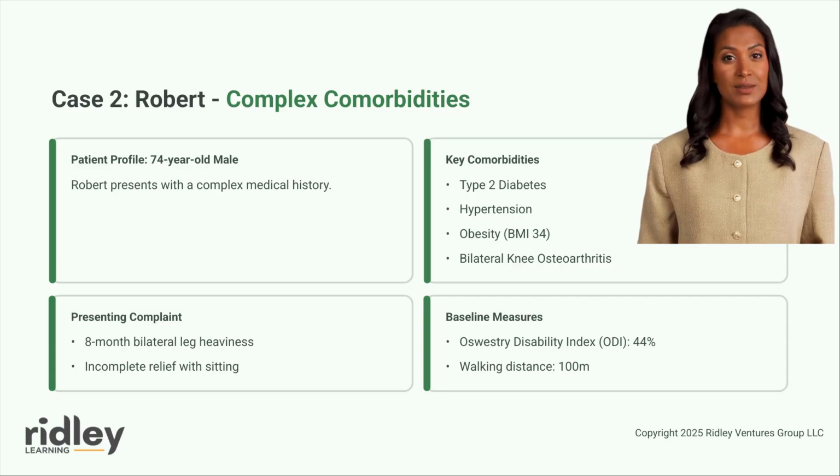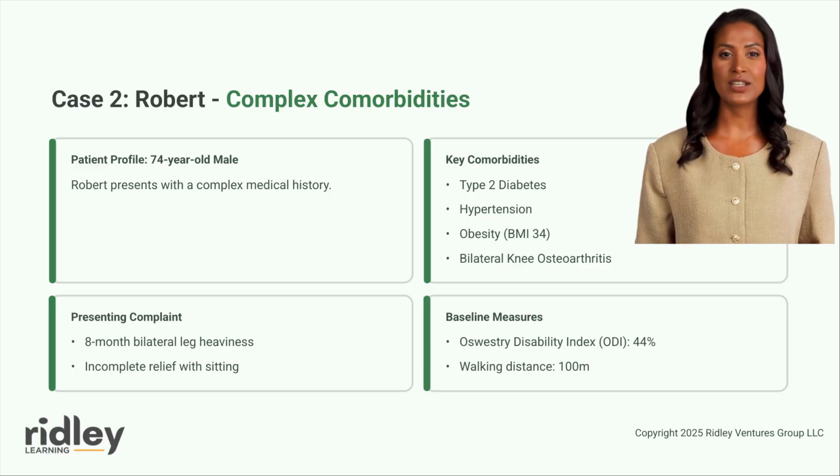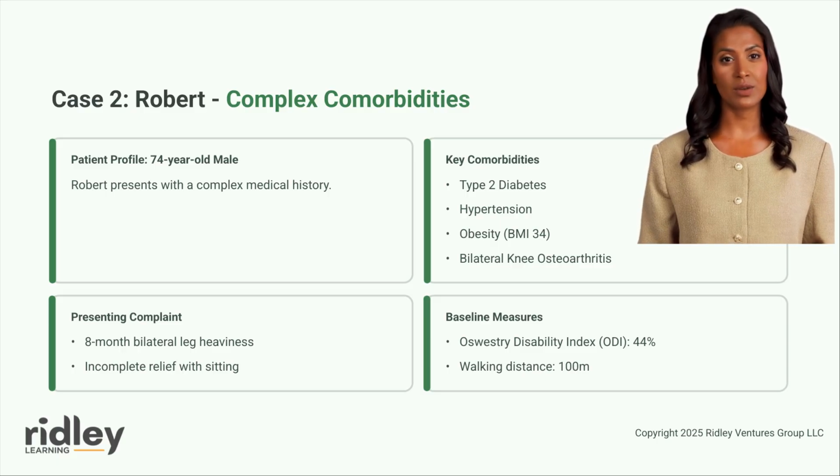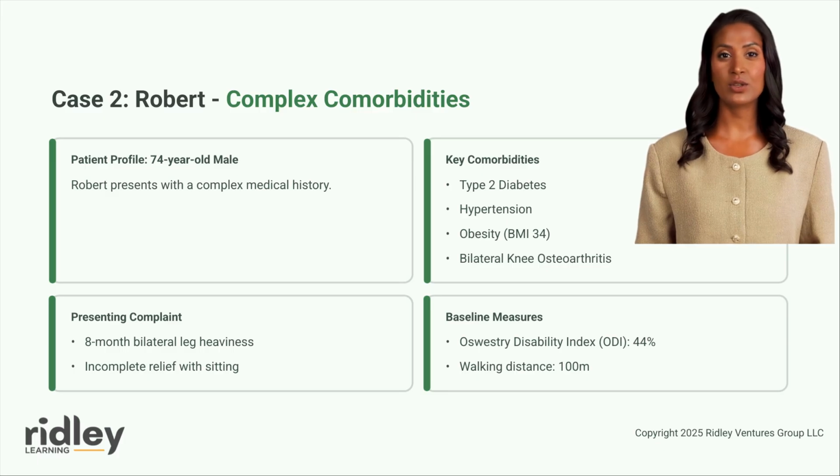Our second case study presents lumbar spinal stenosis with multiple comorbidities. Robert is a 74-year-old retired accountant with a complex medical history, including type 2 diabetes mellitus, hypertension, hyperlipidemia, obesity with body mass index of 34, and moderate bilateral knee osteoarthritis.